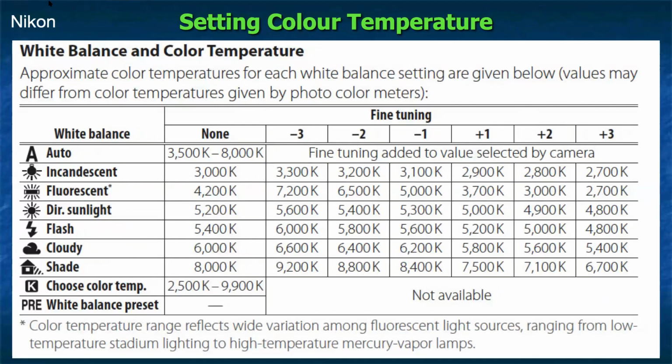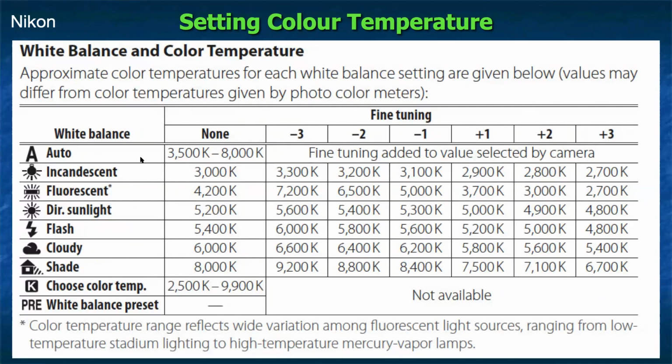So it's a bit much here, but on Nikon, you have the ability to fine tune the white balance. Now we're not going to worry about these numbers for now. We're just going to worry about these here. These are the presets. So auto goes from 3,500 to 8,000 degrees Kelvin. Incandescent or tungsten is 3,000 degrees Kelvin. Now that's very interesting.